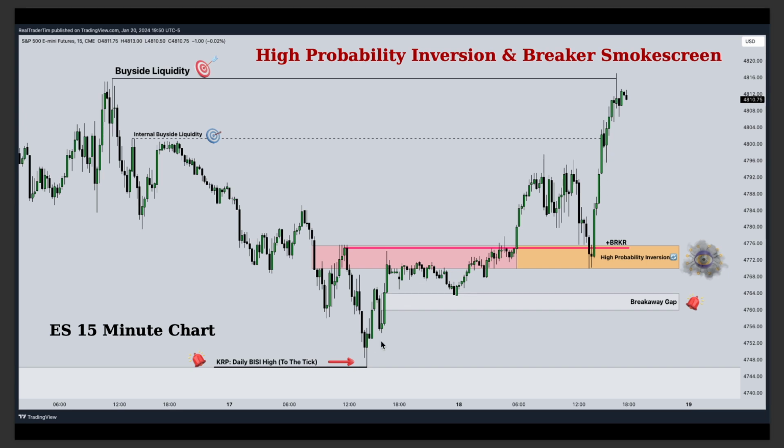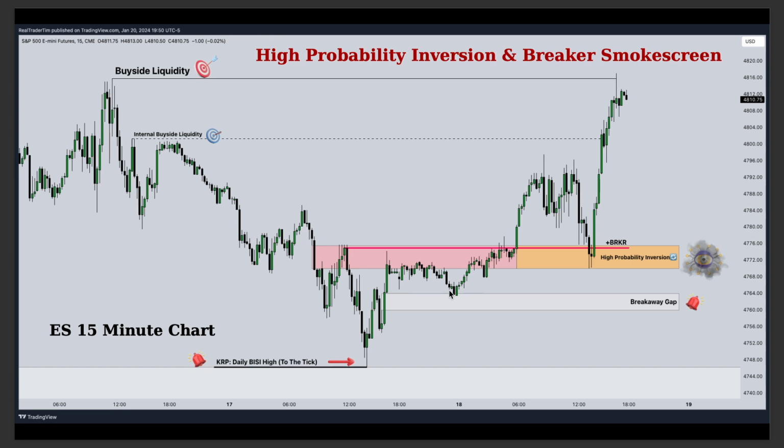Okay? Now, how do we see a high probability inversion and breaker smokescreen on this 15-minute chart? Well, we continue to climb higher and we create this fair value gap here. We consolidate and price returns to it. Does it fill out the entirety of this fair value gap? No, it just taps into it. So this is still classified as a breakaway gap. Now, this whole move, it's still reasonable to expect a move down to this breakaway gap to fill it out, right? We wouldn't really want to see that though, because like I said, we've already had sell side delivery and buy side delivery here. So this area right here should be balanced.